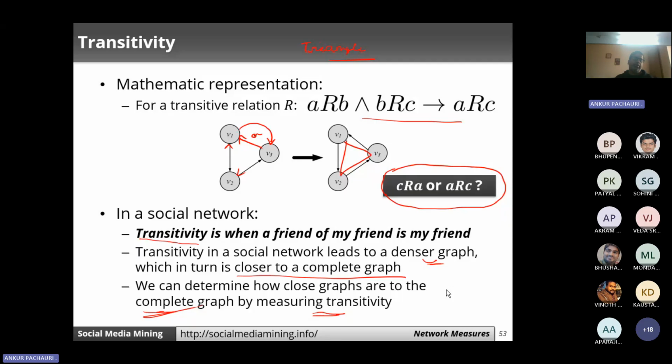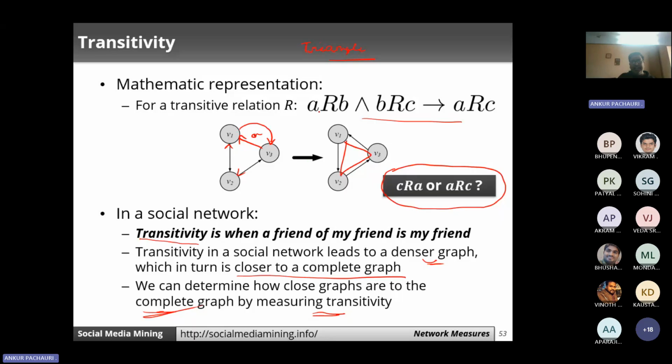If A is the brother of B, and B is the brother of C, then A is the brother of C. Similarly, divisibility: if A is divisible by B, and B is divisible by C, then A will be divisible by C. But if A is divisible by B, then B is a multiple of A. So in that case, the reversible relation doesn't exist.